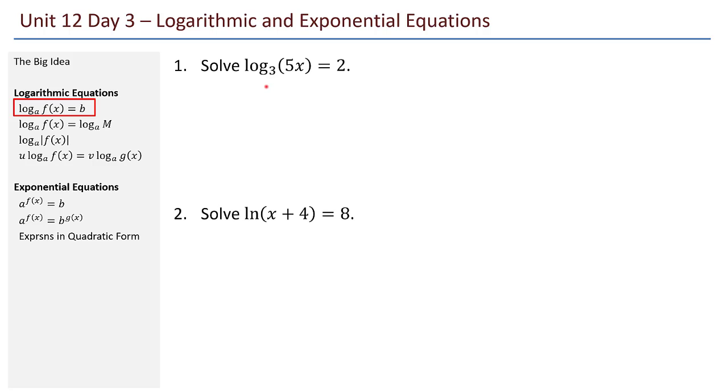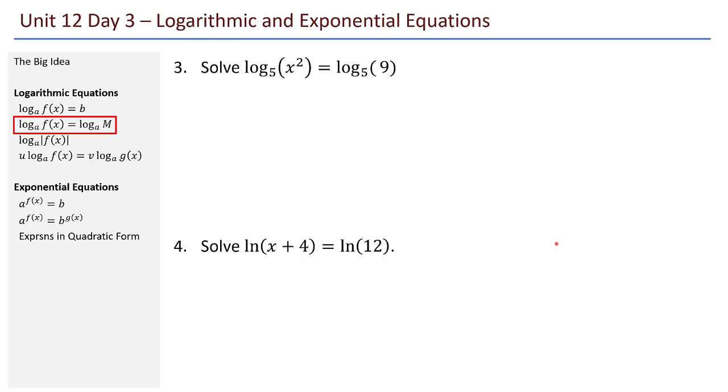Starting simple, how about log base 3 of 5x equals 2? This tells me 5x equals 3 squared. Of course, 3 squared is 9. Divide both sides by 5, x equals 9/5. In the next problem, it's a natural log, but it's the same idea because natural log is log base e. So I can say x plus 4 equals e to the 8 power. And subtract 4 from both sides, x equals e to the 8 minus 4. As an exact answer, this is as simple as I can make it. But you can certainly plug this into your calculator to get a numerical approximation.